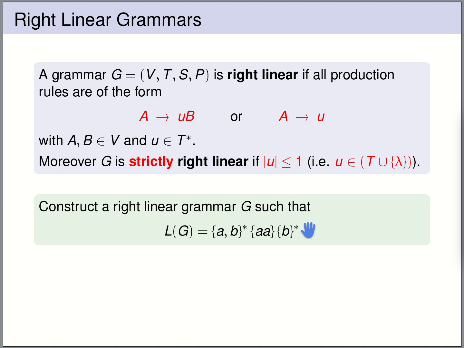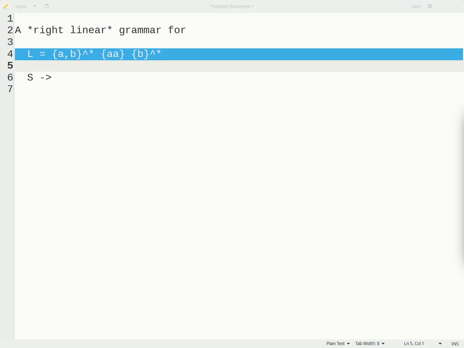Now let's look at an exercise. Let's try to give a right linear grammar for this language. So this language consists of words that start with an arbitrary word over AB, followed by 2 consecutive letters A, followed by an arbitrary word over B, so just an arbitrary number of B's. So we are looking for a right linear grammar for this language.